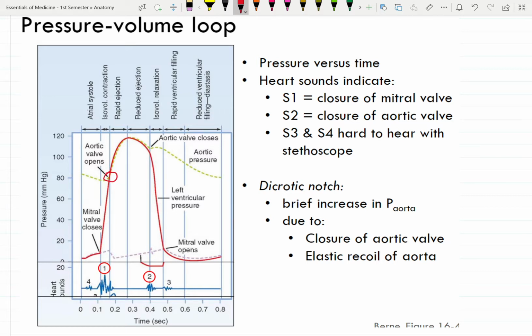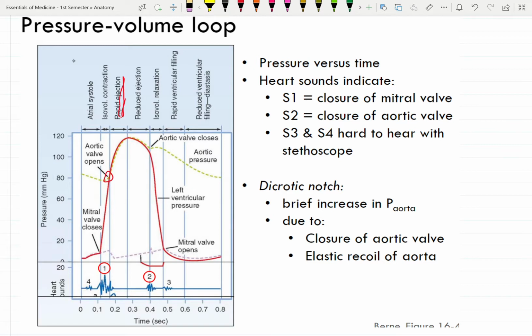Okay, so now I'm going to be talking about the pressure versus time graph. The pressure versus time graph gives you some information that is also useful. So we'll start where the aortic valve opens, and that's where it's marked right here, in red. So the aortic valve opens. Where did we see that before? We saw that during the ejection phase, well, the rapid ejection phase of the left ventricle, and that can be seen right here, the rapid ejection phase.